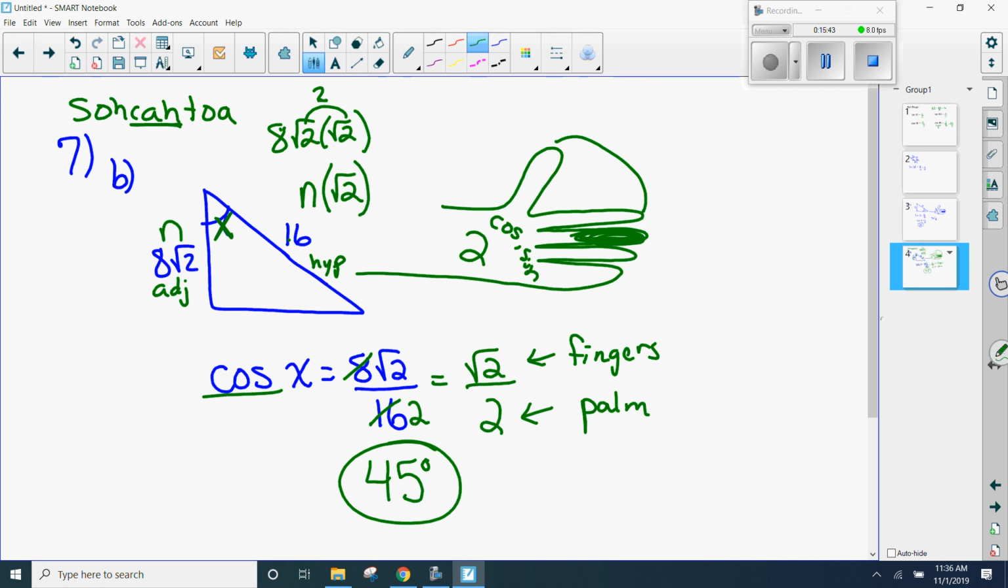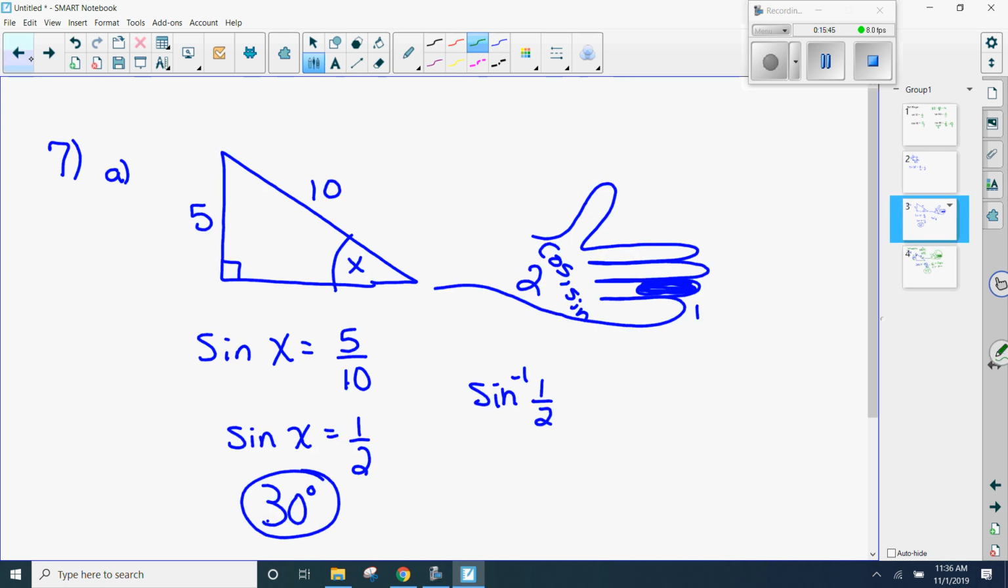Just like this one, if you back up one, here's your angle. This is the opposite side, and this is the hypotenuse. So you go to SOHCAHTOA, and you say, okay, which one involves opposite and hypotenuse? That's your sine. So it's going to be the sine of your angle is 5 over 10. Reduce it, you can use your finger.